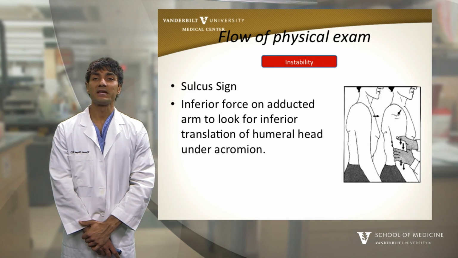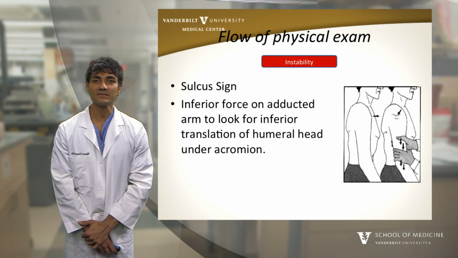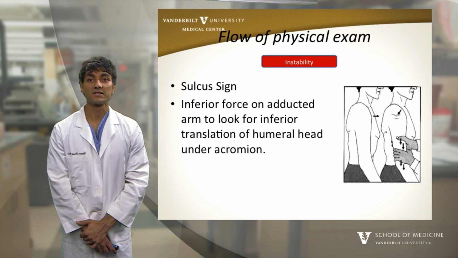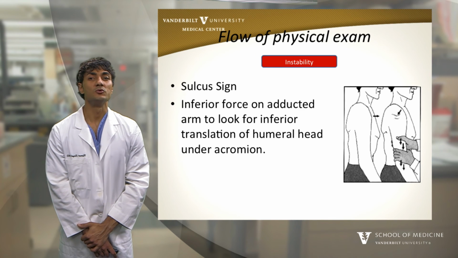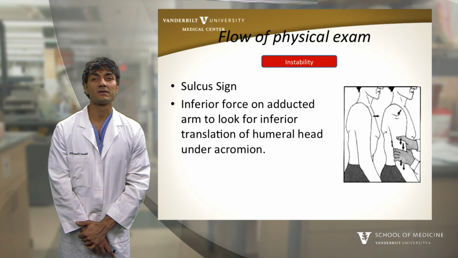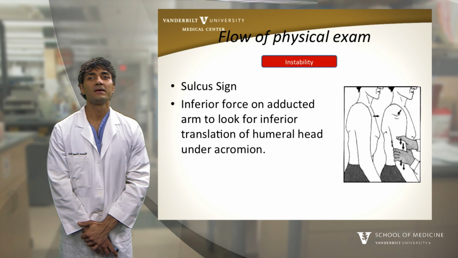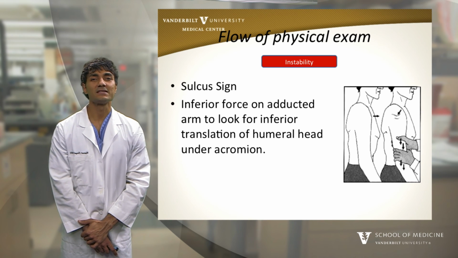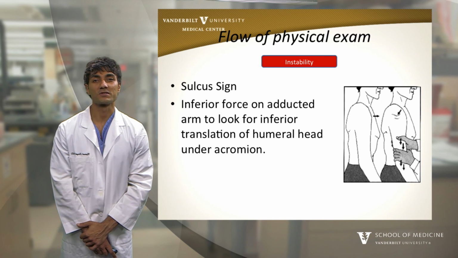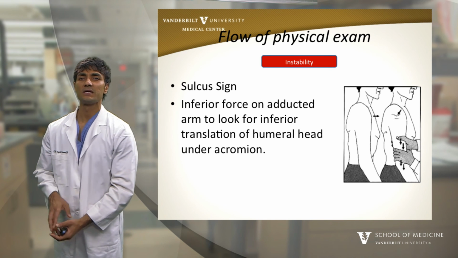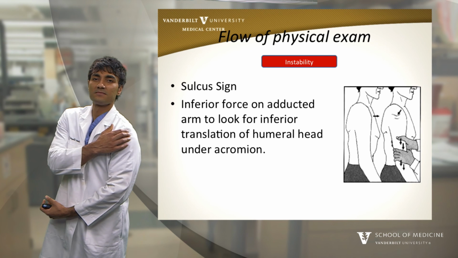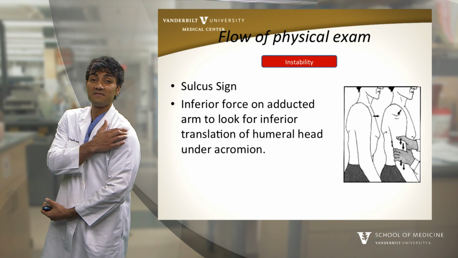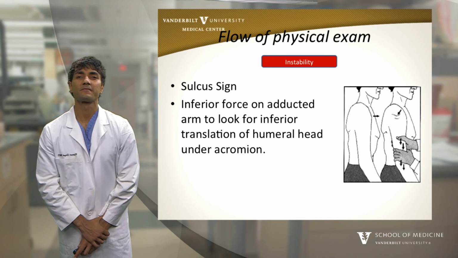Finally, when looking at instability, you can do a sulcus sign where you give an inferiorly directed force along the adducted arm to look for any kind of inferior translation of the humeral head. What this means is you're really giving a strong force inferiorly along the humerus and seeing if a sulcus, a divot, forms right underneath the acromion.